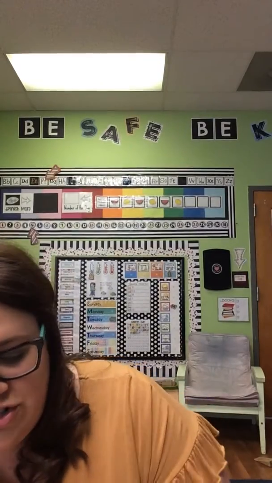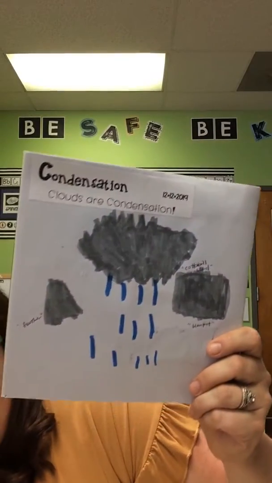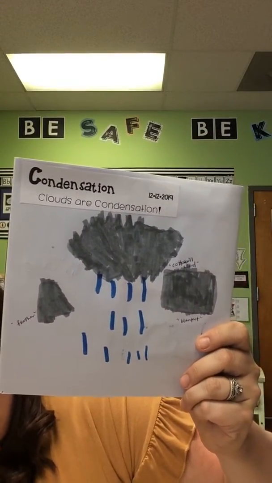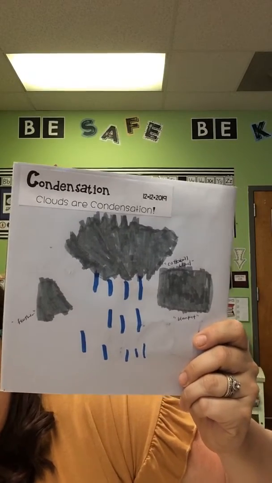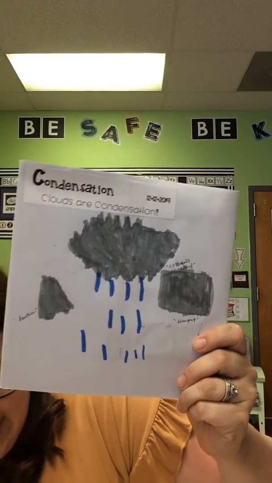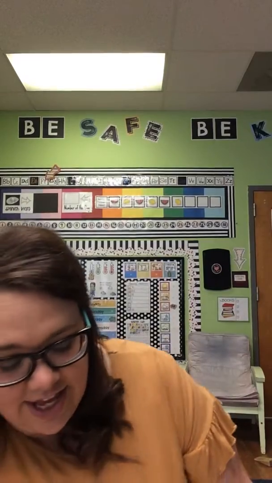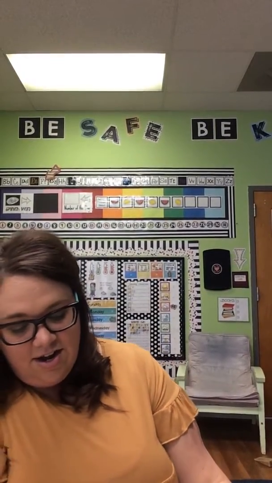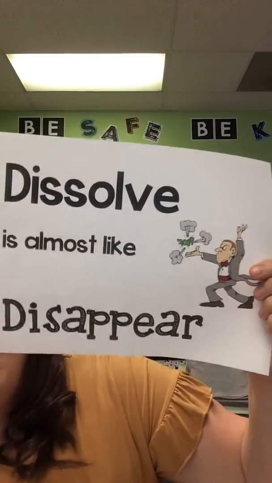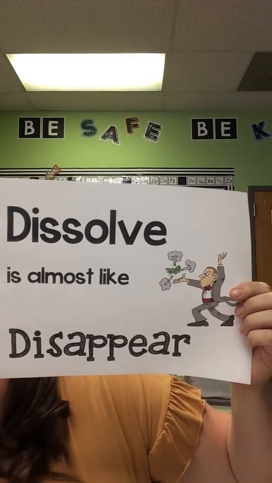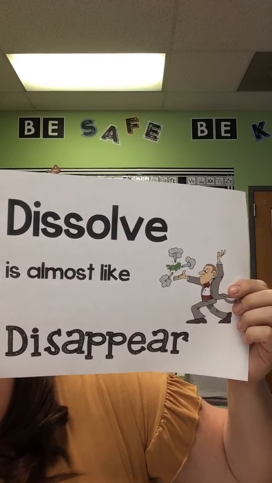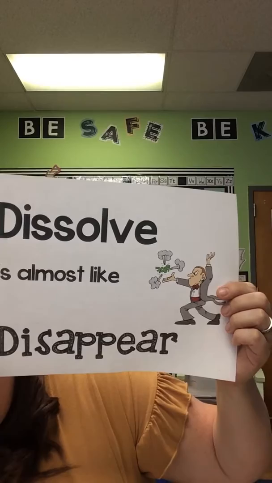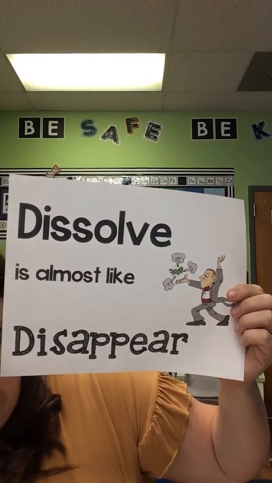And we drew pictures of the different kinds of clouds, like a feather, like a cotton ball, or like a blanket. This one we did was like magic. Remember, the word was dissolve. It dissolves. It disappears just like magic.